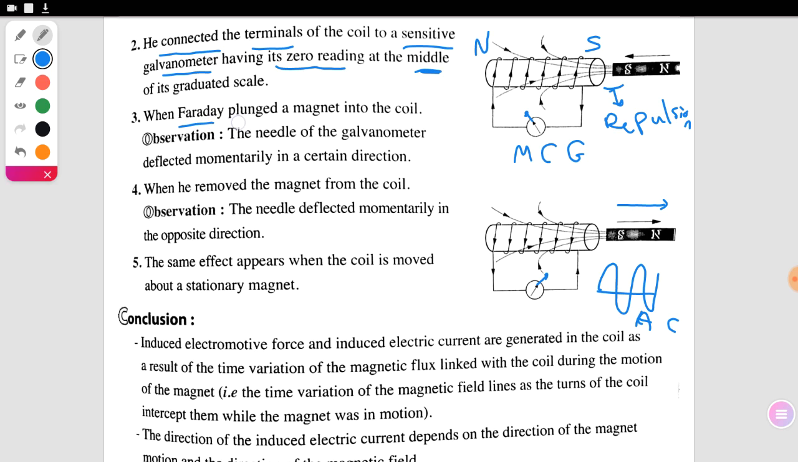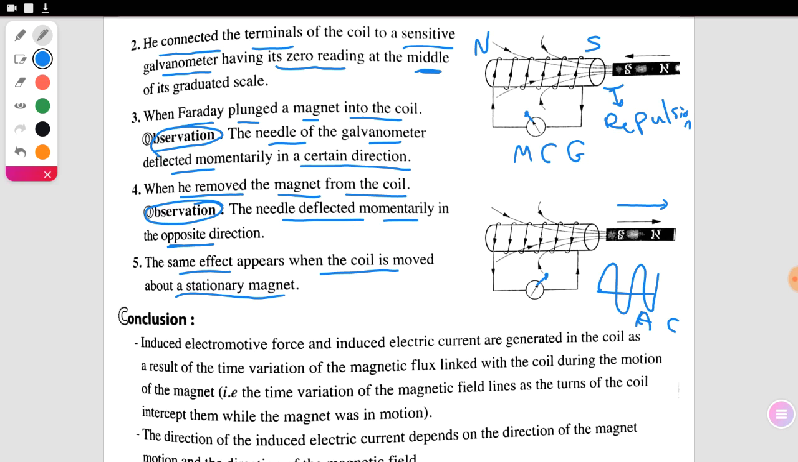When Faraday moves the magnet into the coil, what happens? This is the observation: the needle deflected momentarily during the motion only, in a certain direction. When he removed the magnet from the coil, what happens? The needle deflected momentarily, but in the opposite direction. The same effect appears when the coil is moved but the magnet is stationary. This experiment is repeated.